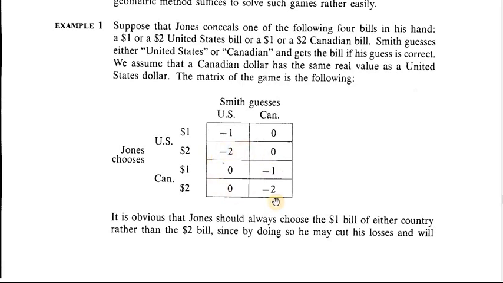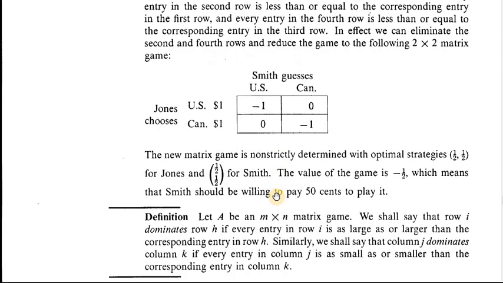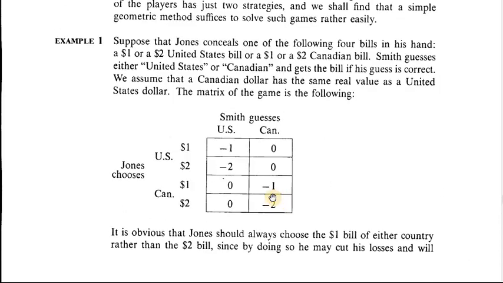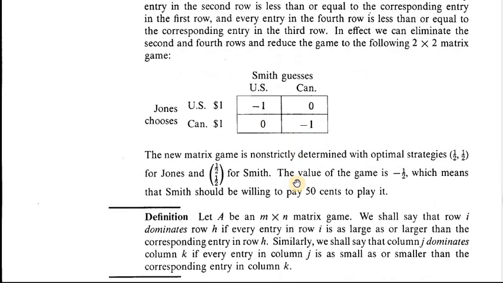The -2, 0 and the 0, -2. Those two strategies are useless. We can just take those out. These are called dominated strategies because there's a strategy that's always better. We found a dominated strategy in the previous example also, where one strategy was always better than another. So no matter what Smith guesses, this strategy here is better than this one, and this strategy is better than this one. So we can throw out the worst strategy.